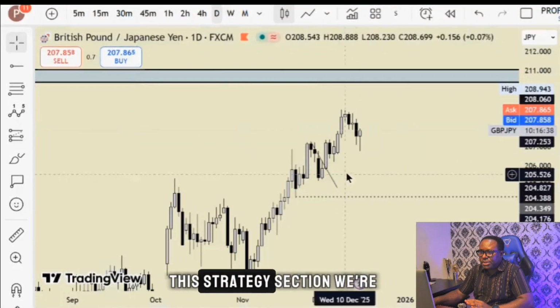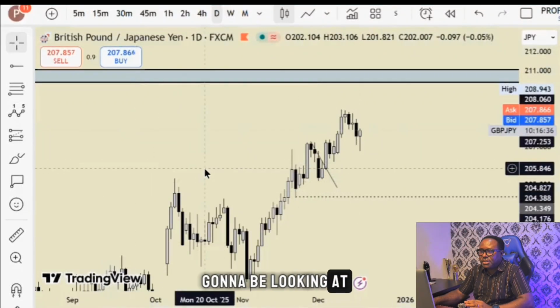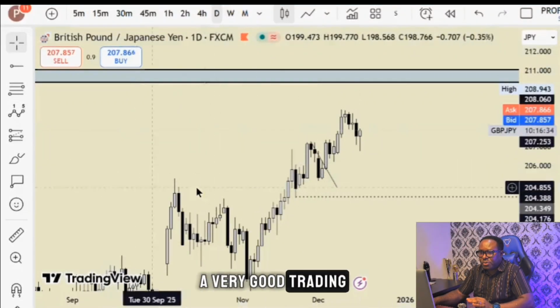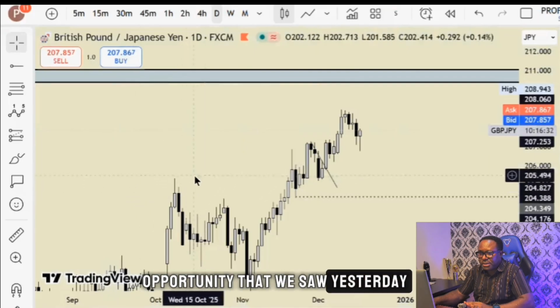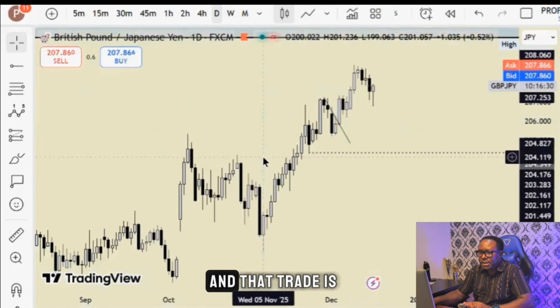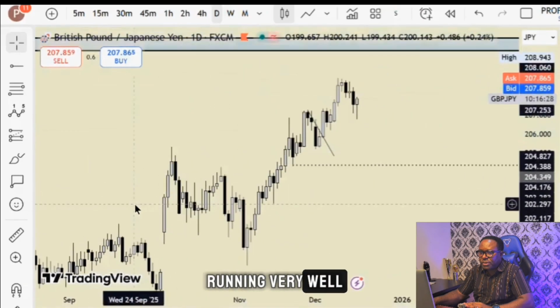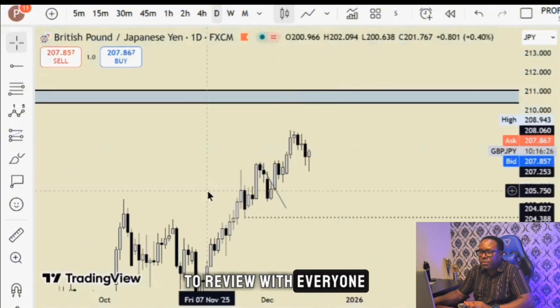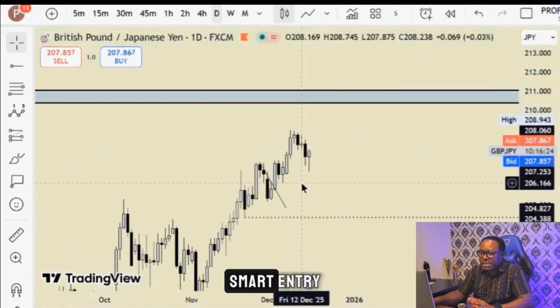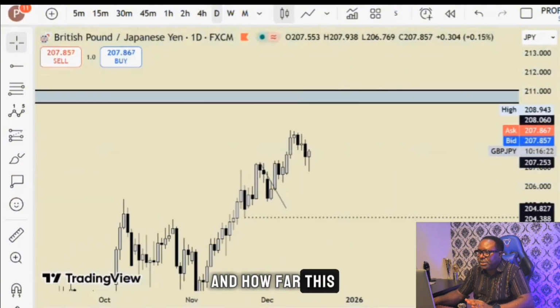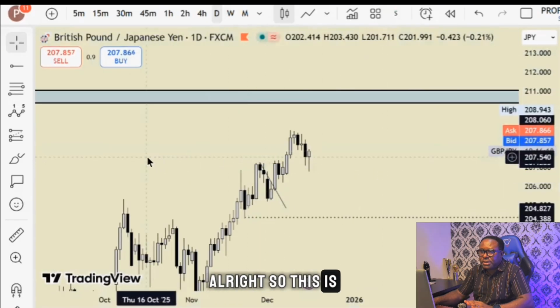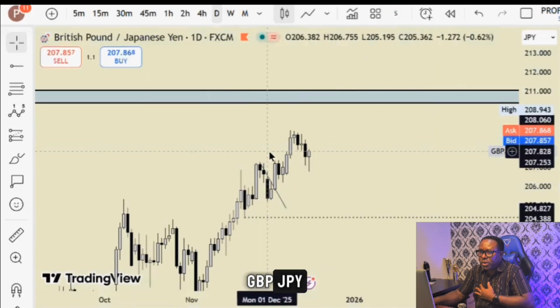Today's strategy session, we're going to be looking at a very good trading opportunity that we saw yesterday, and that trade is running very well. So I would like to review with everyone how we got that smart entry and how far this trade is going. All right, so this is GBPJPY.